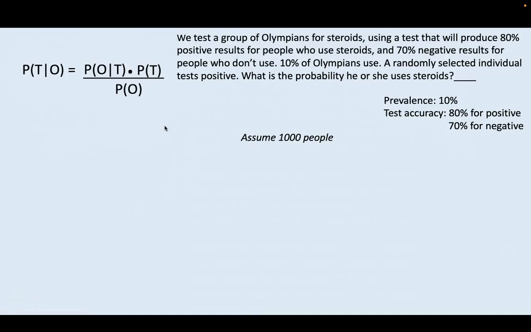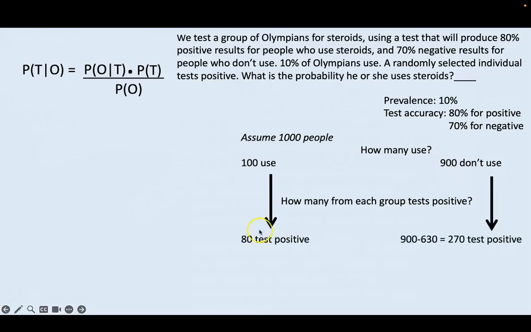So assume there's a population of 1,000 people. How many use? Well, 100, because 10% of the people use. So that means 900 don't. For those 100 users, how many test positive? Well, there's going to be 80 positive tests because the test is 80% accurate for users, so it's going to catch 80 of the 100. For the 900 who don't use, how often is it going to give a positive result anyway? Well, 30% of the time, because it gets things right 70%, so it gets things wrong 30% for this group. So you're going to get 270 positive tests from non-users because 270 is 30% of 900.